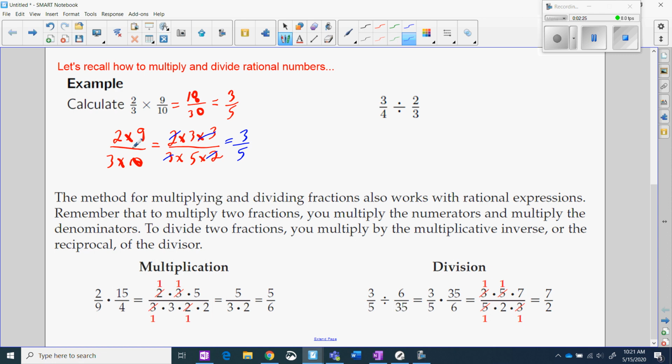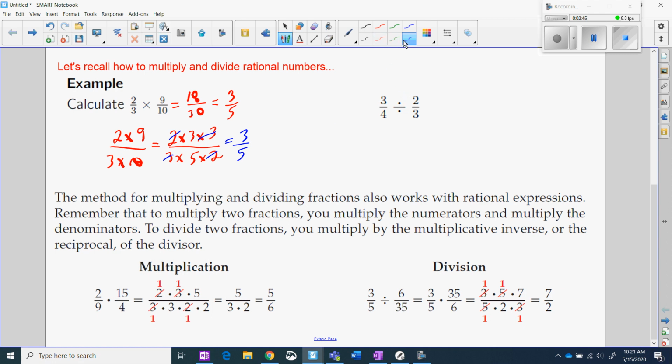And again, I'm not suggesting that this is how you should do multiplication of fractions. I'm trying to draw a comparison between how we're going to do it involving rational expressions, fractions involving variables, and how it works when we're doing these with numeric examples. It is the exact same thing.